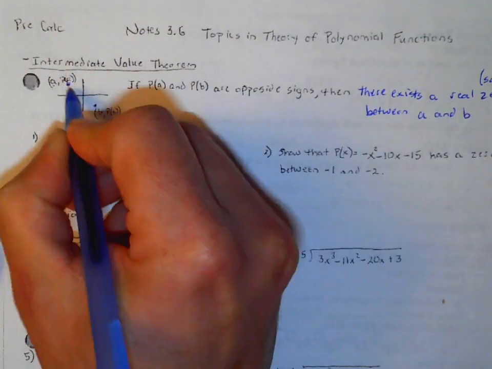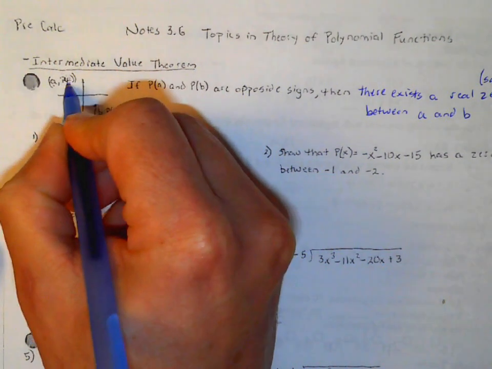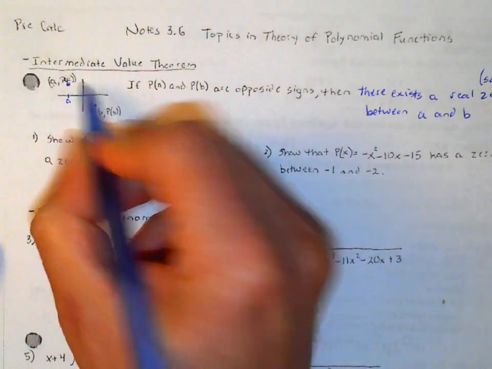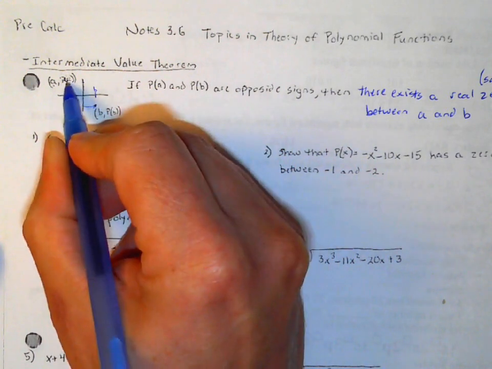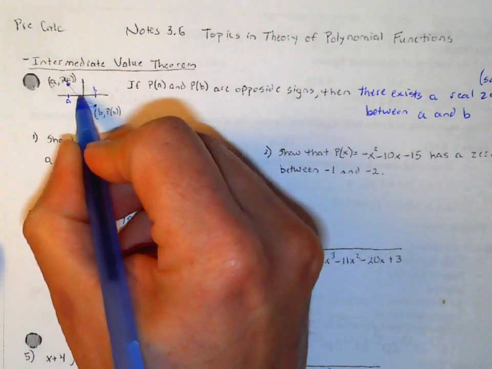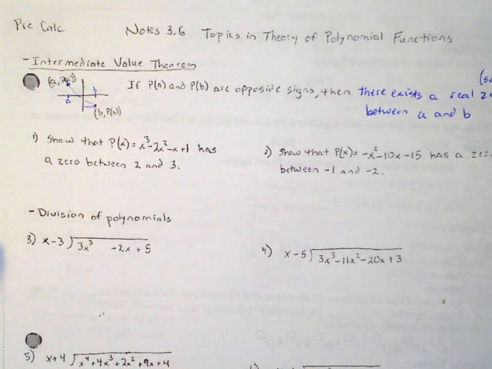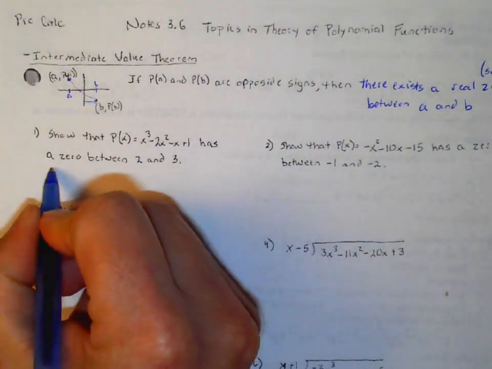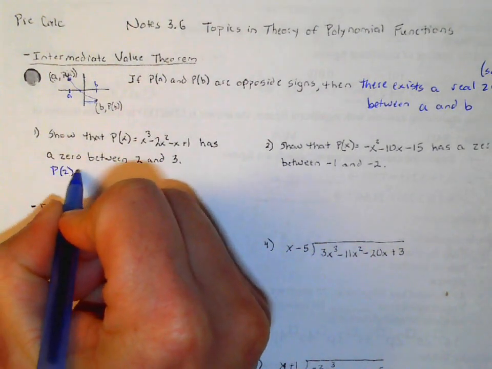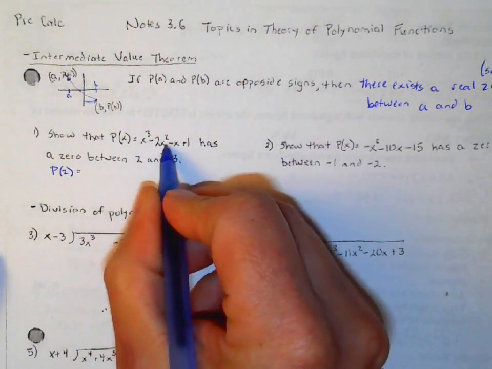Okay, so if I plug this A in and I get this output, and if I plug B in here and I get this output, I know that somewhere between these 2 points there's going to have to be a real zero in there somewhere. Okay, so to show that, here's our P of X function.